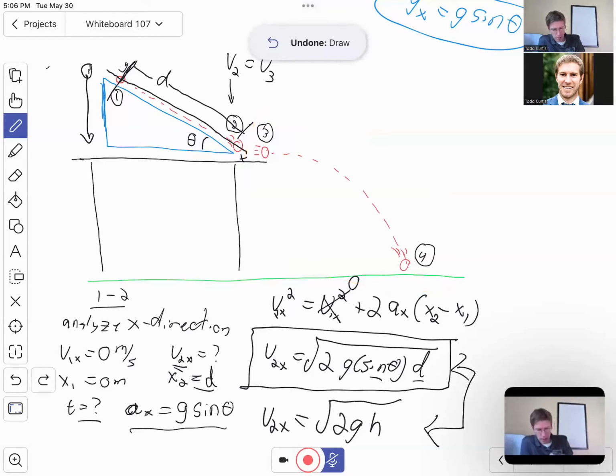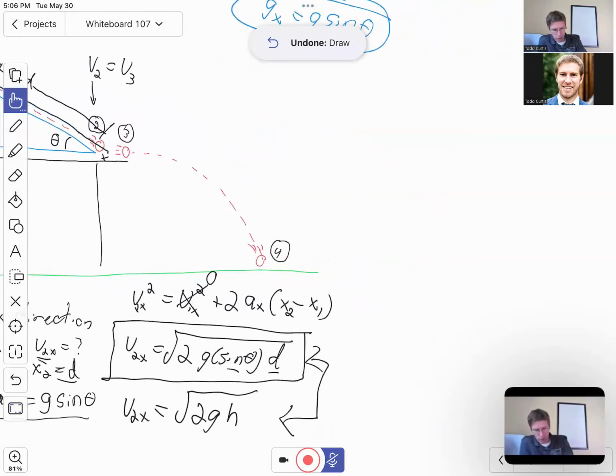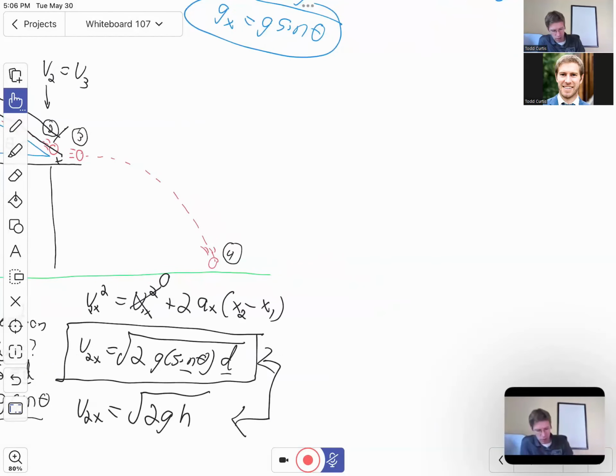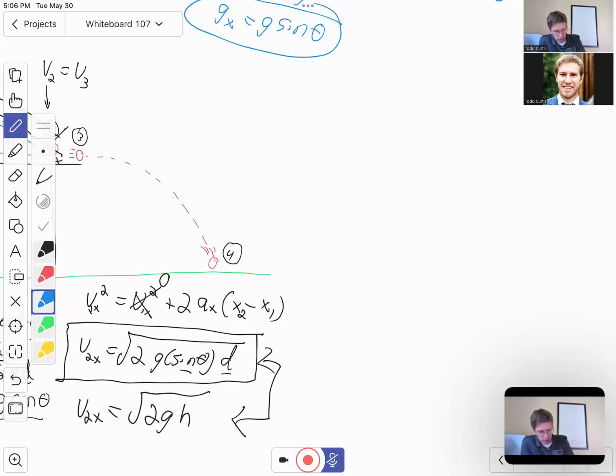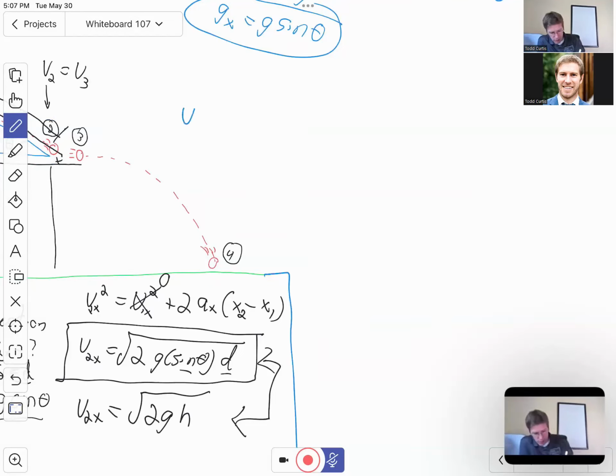So we're now going to analyze from point 3 to point 4. So I'm going to come over here off to the side. And we want to go through the same process that we've been doing. I'm going to do blue this time so that we can distinguish it from what we've already done. But if we think about V3, now we're going to have to break it into X and Y.